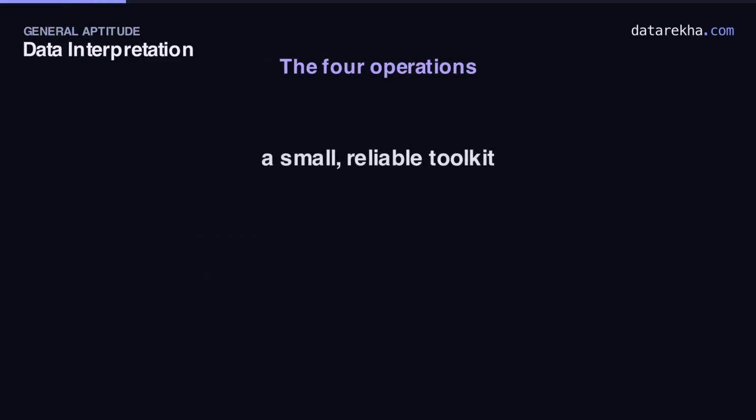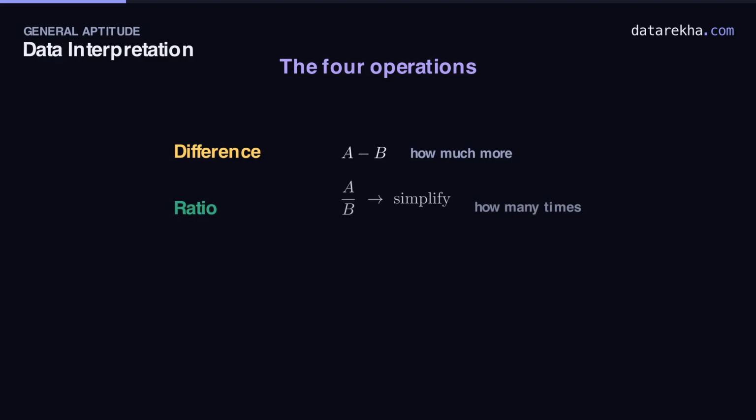Almost every question leans on the same small toolkit. 4 operations, and one extra for when groups have different sizes. Let's name them once, cleanly, so we never mix them up later. A difference is just a minus b. How much bigger one thing is than another. A ratio is a over b, then simplified. How many times one is of the other.